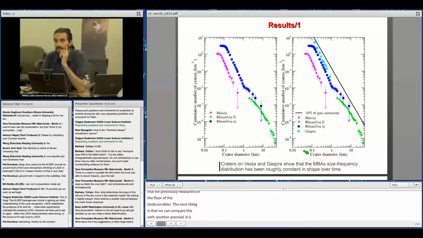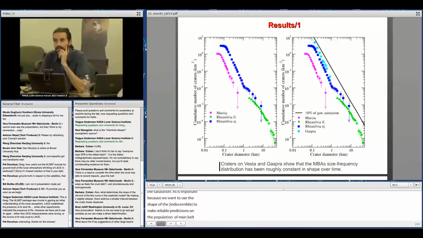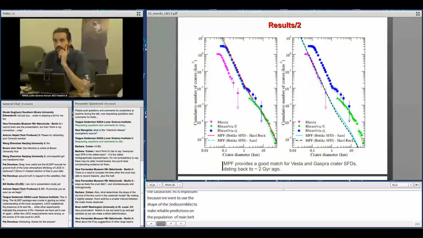So what this means is that all these terrains we are dealing with are well below saturation. This is an important point, because we want to use the shape of the crater size frequency distribution to make reliable predictions on the population of main belt asteroids. So this is what we need to have. Those terrains are really great for our purposes. In the next slide, you will find, again, best-fit modeling derived in the framework of the model production that I briefly introduced before. On the left hand, you have a best fit of the Rheasilvia crater counts.